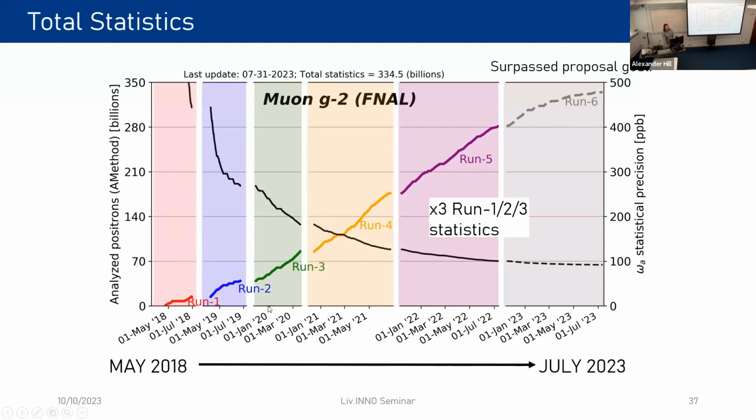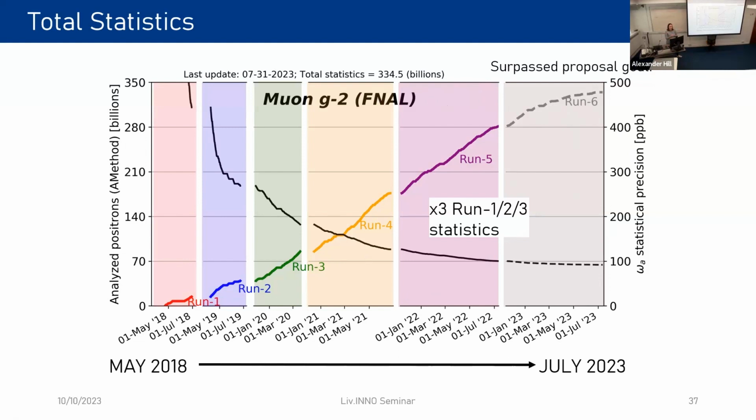The result that we announced in the summer this year was run 2 and 3. So the total value that we've got out now is the combination of all of these 3. But actually all the data that we've accumulated so far is all the rest of it. So we're up at nearly 350 billion decay positrons that are analysed in our plots. This has surpassed the proposal goal of the number of statistics we needed to accumulate.